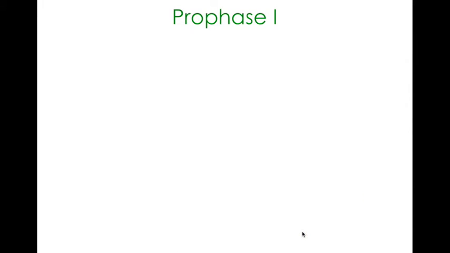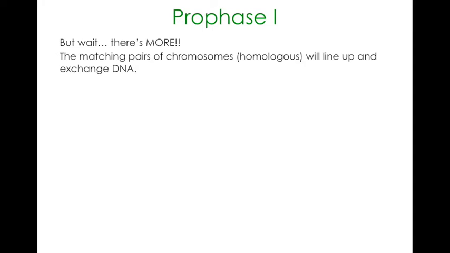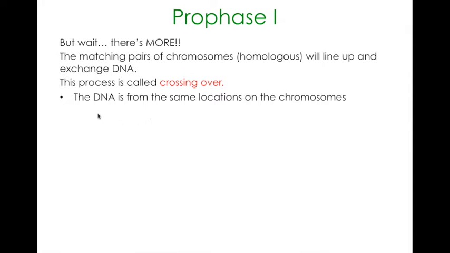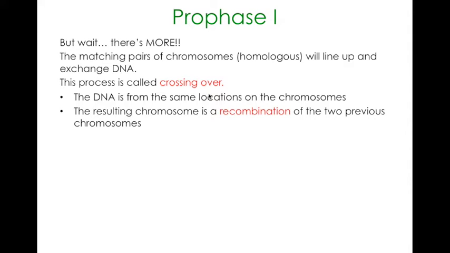But wait, there's more. Still in prophase 1, there is a particular stage that occurs, and what will happen is the matching pairs of chromosomes, which are homologous, will line up, and they will do a special thing where they exchange DNA with one another. This is where chromosomes in your own cell, the matching pairs, will exchange their own DNA to be slightly different. This particular process is called crossing over, and the DNA from the same locations of the chromosomes will exchange, and the resulting chromosome is a recombination of the previous ones.